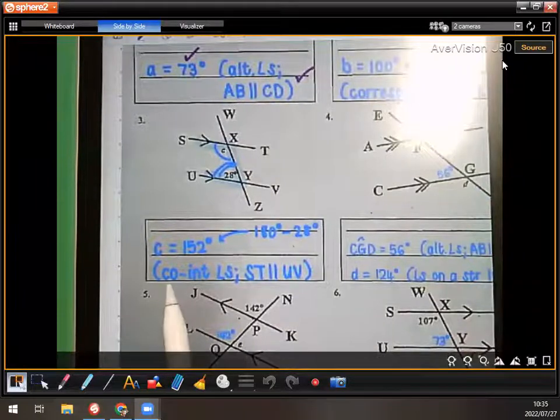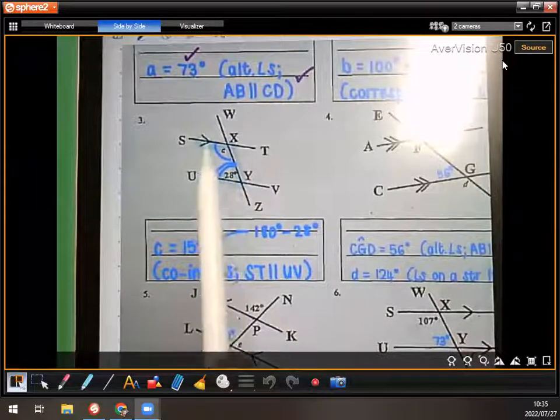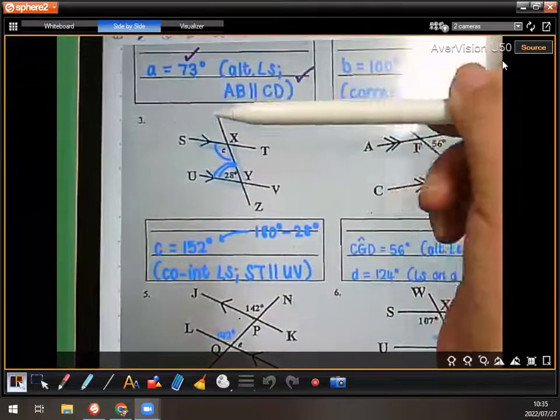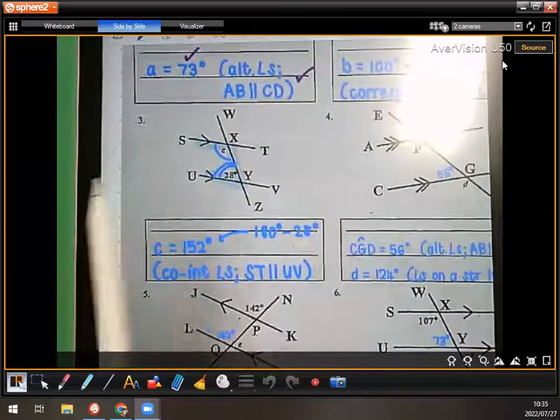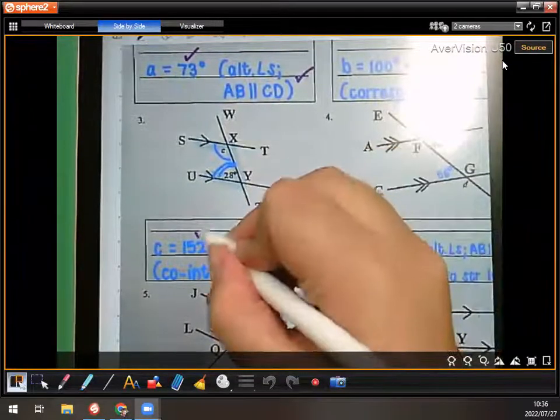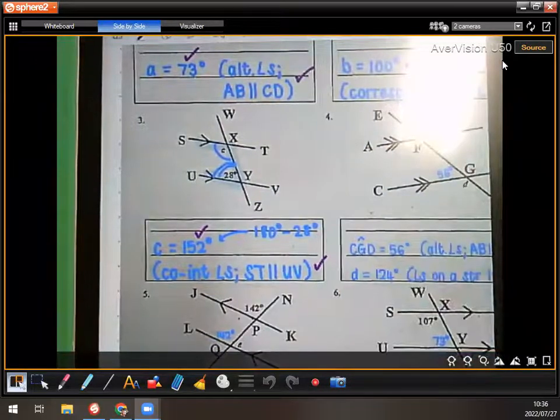Then you have to say co-interior angles, that's the C shape. And then you need to write that ST or SX is parallel to UV or UY. Again, 2 marks, 1, 2. You have to write the answer. You don't have to show the working, but the answer you have to write.